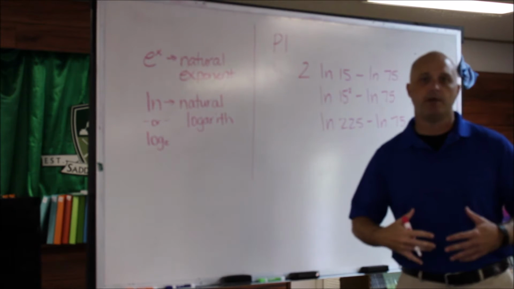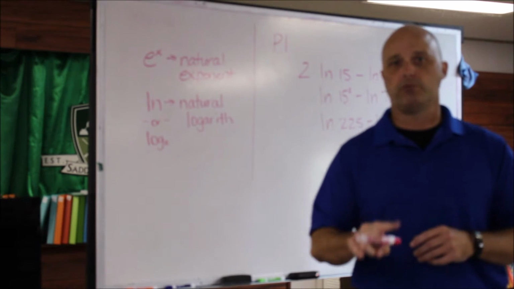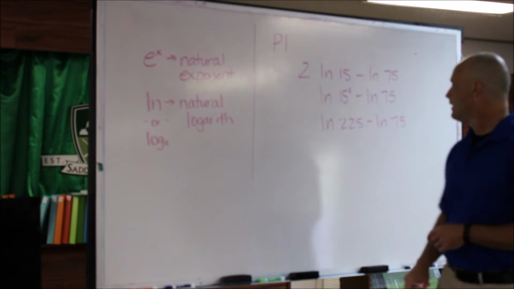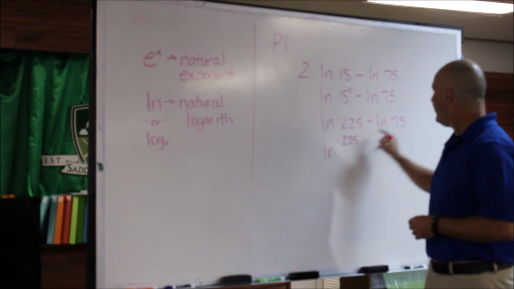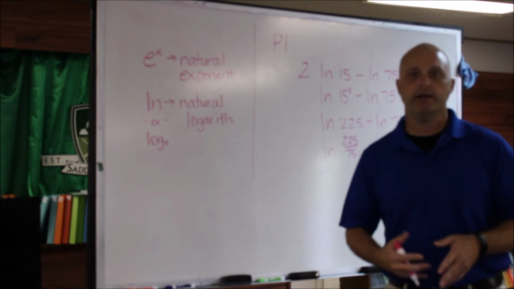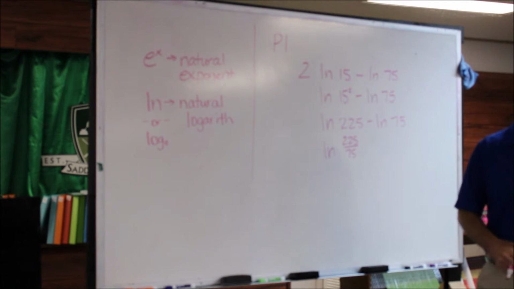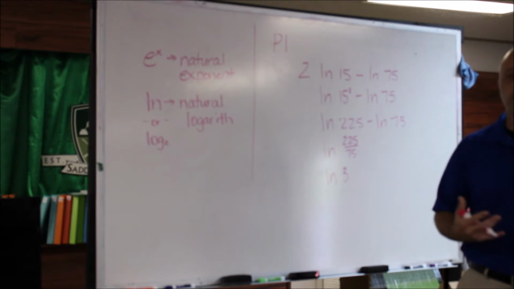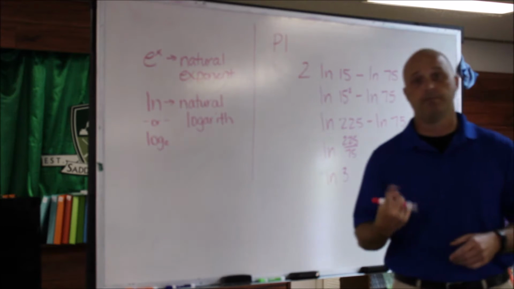Now all we have to do is remember our properties of logarithms. Whenever we're subtracting two logarithms, remember that we're going to take whatever is in the x spot and divide those things. So here we're going to have ln of 225 divided by 75. Now the last thing that you want to do here is to go ahead and simplify if possible. 75 does go into 225 3 times, so we end up with ln of 3. And that's how you're going to combine two natural logarithms into one.